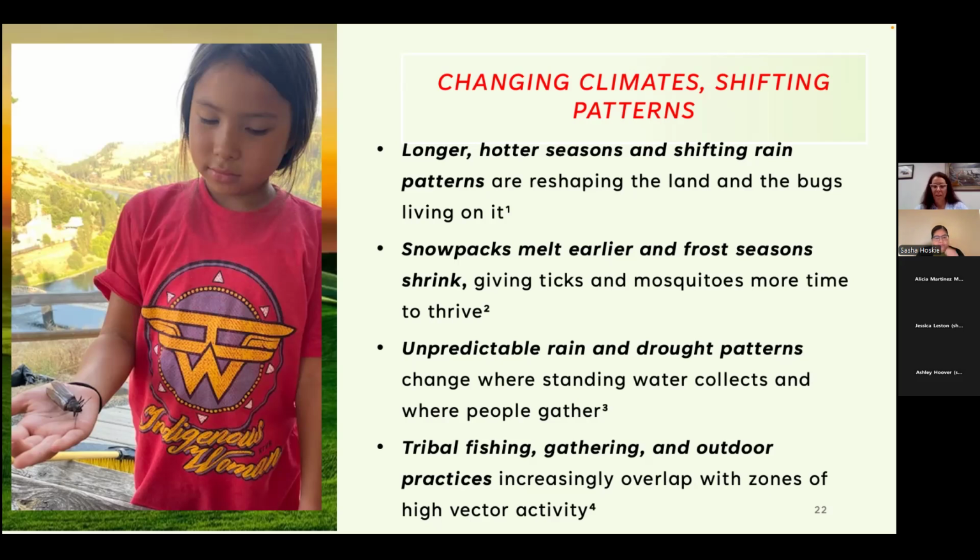And we do have a lot of these vectors, right? They're starting to breed in new places, and it's due to a lot of these shifting patterns. So the range is shifting as well. We used to hear a lot about Lyme disease from the tick, and everybody thought it was on the East Coast, but it's not. It's starting to migrate this way, and it's becoming more common.